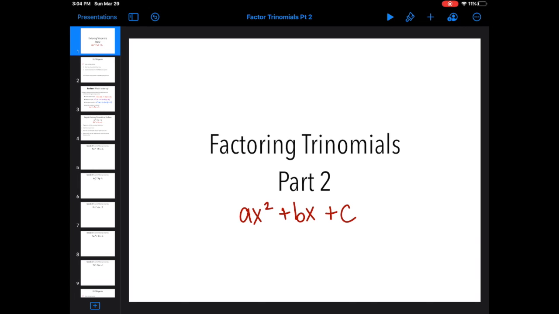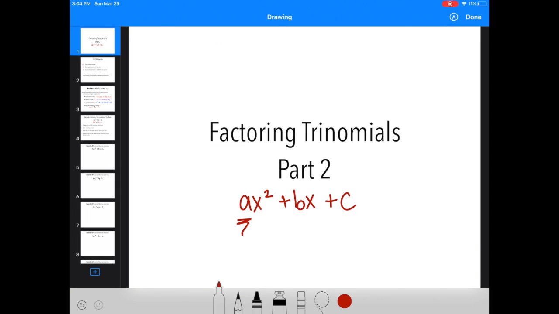Part 1 is looking as if you do not have a coefficient in the front, that understood a, and you would just have x squared plus bx plus c. Part 2 is, what do I do if I have a coefficient in front of my first term? And that's what we're going to be analyzing today.